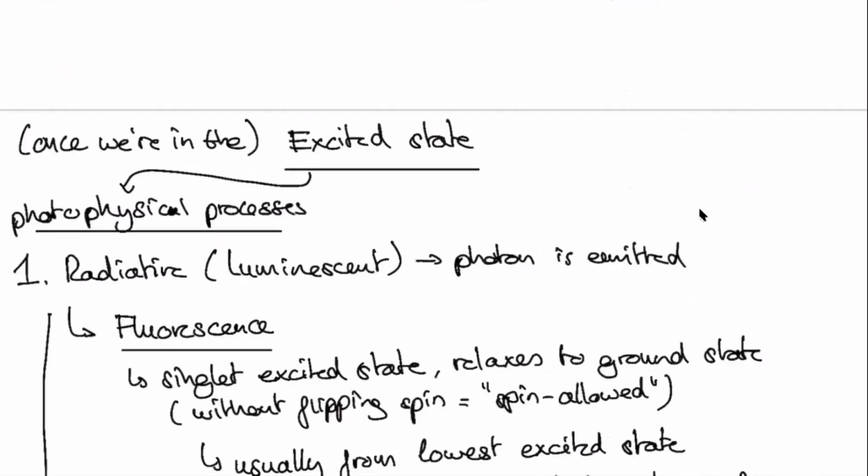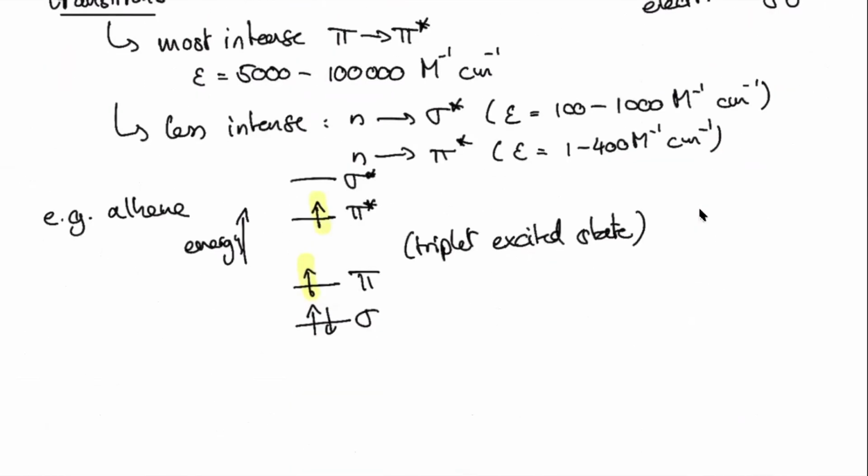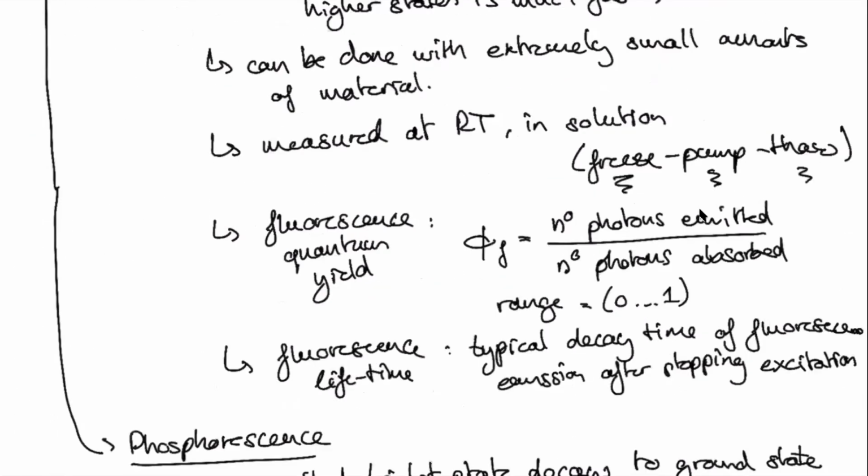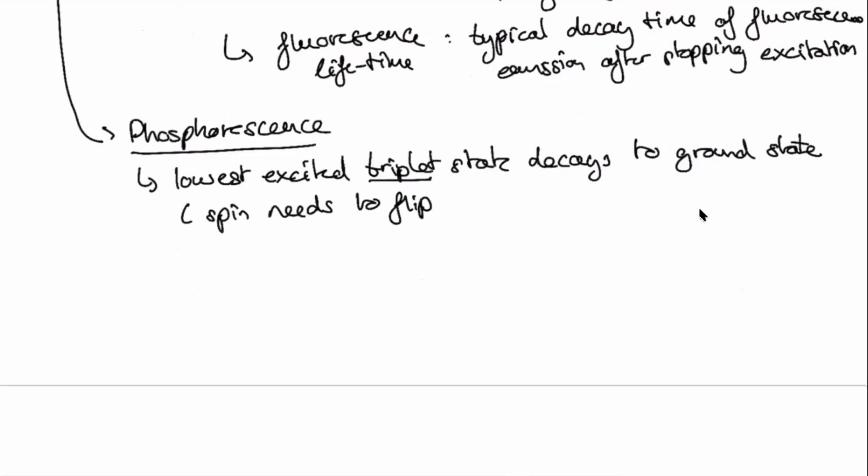Right, if we look again here at this diagram, you can see if you are in this pi star triplet excited state and you want to go back to the ground state, the spin has to decay, but it also has to flip to fit back in the ground state. And so that's energetically not very favorable. So that is called spin forbidden.